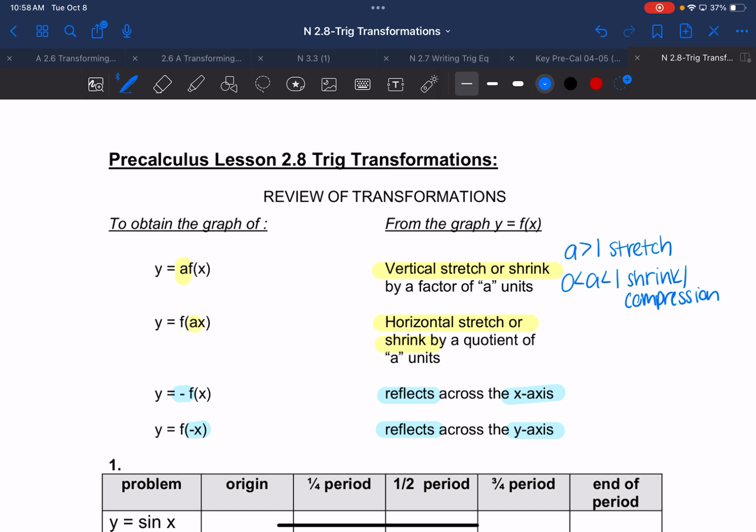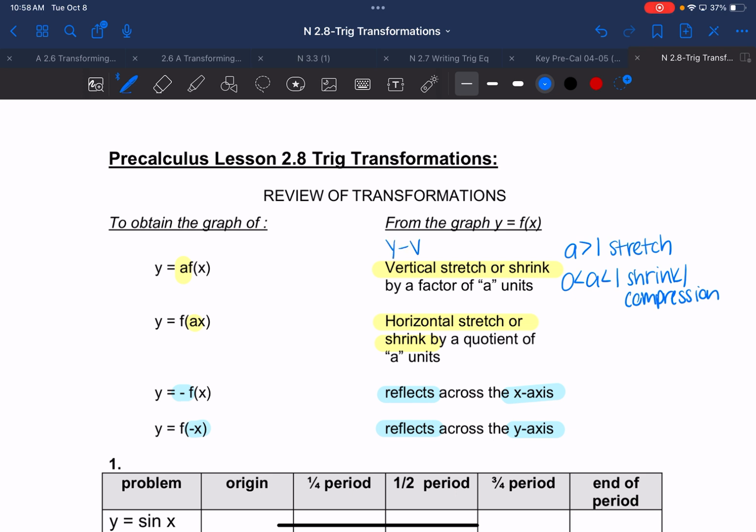Okay, and then if I'm stretching vertically, that's going to affect my y values, right? Because I'm going up more. So a horizontal stretch or compression would be affecting which value then? If this affects my y, this would affect my x, right? Okay, so this is a change to our y value, while this is a change to our x value.